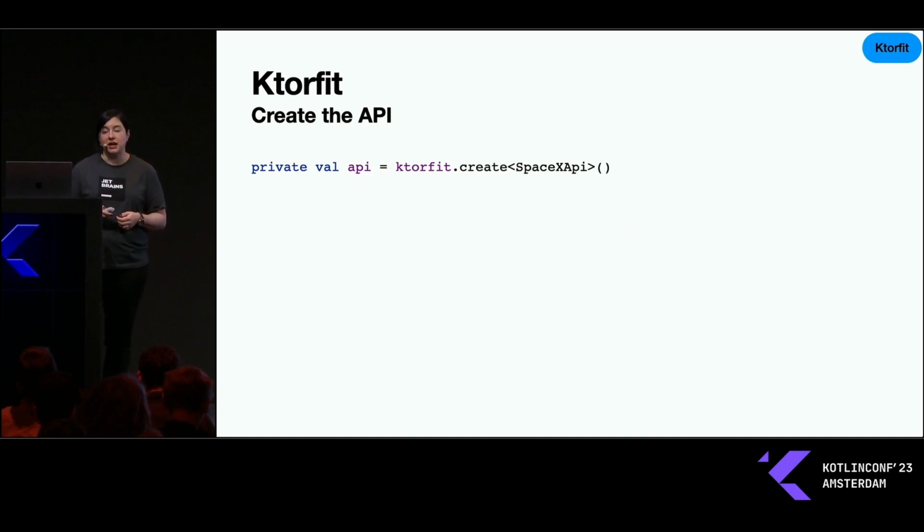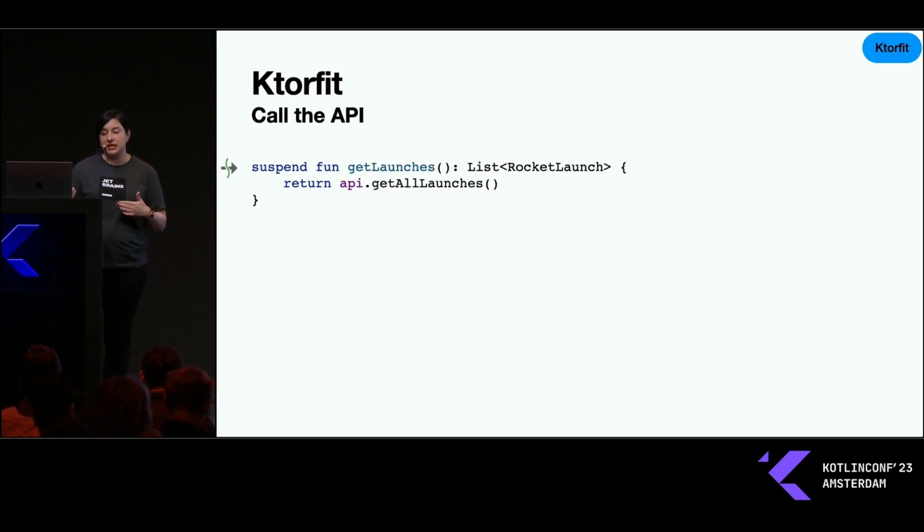To create the API that you're going to call, you call ktor.create with your interface, and Ktor will do the rest. And then it's time to provide a function through which our clients can call. So we're basically just creating a get launches client that's going to call through to the API.